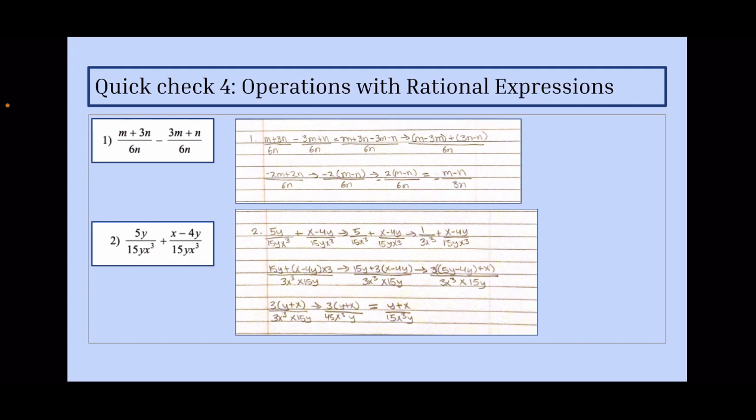Then we can simplify the parentheses 5y minus 4y parentheses plus x to y plus x. Simplify the 3x cubed times 15y to 45x cubed y. Then we just simplify it and we get y plus x divided by 15x cubed y, which is the final answer.